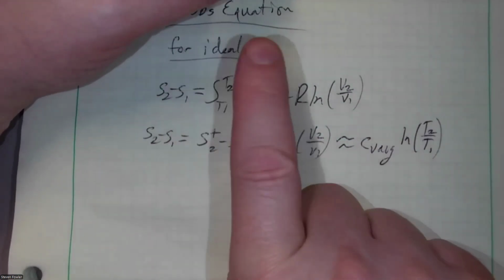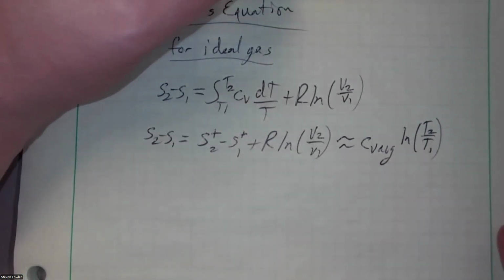Then it comes out of the integral. Now I'm integrating dT over T. That's natural log of T2 over T1. Keep this term, R ln of the ratio of volumes.